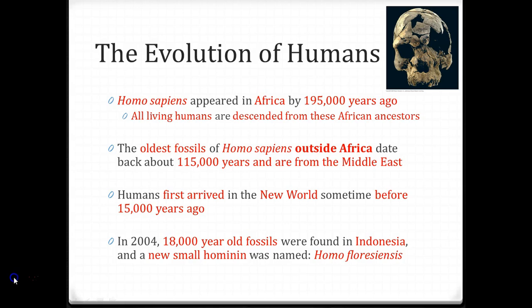This is only a snapshot of what we have so far, but that doesn't mean that the history of human evolution is already pieced together. More recent discoveries have painted an even more complicated and more fascinating picture of how we came to be than we previously thought. For example, in 2004, a number of fossils were found in a cave in Indonesia of a very small hominin, and these remains were only 18,000 years old.